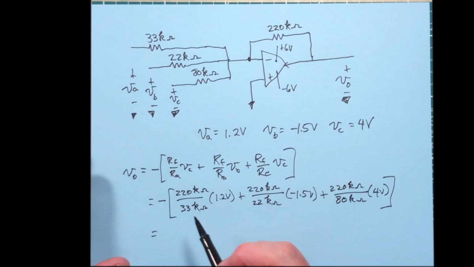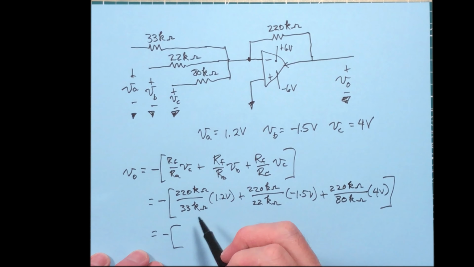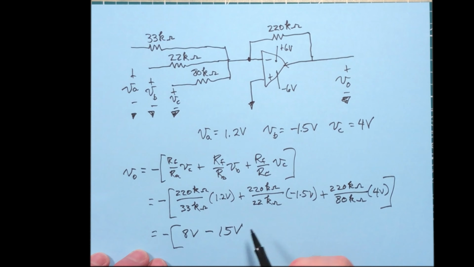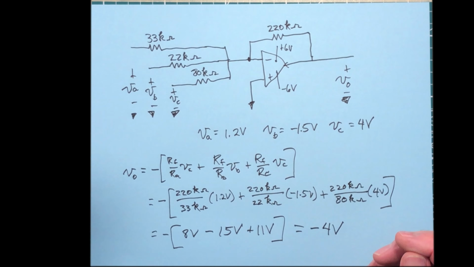All right, now I'm going to do some calculator magic here. Looks like this term is 8 volts. This term here is minus 15 volts, and this term here is 11 volts. If you add all of those together, you end up with negative 4 volts. Let's make sure. Yes, that is correct.